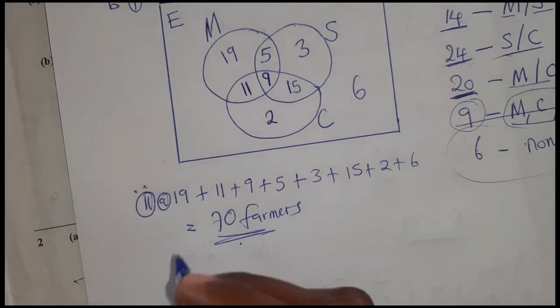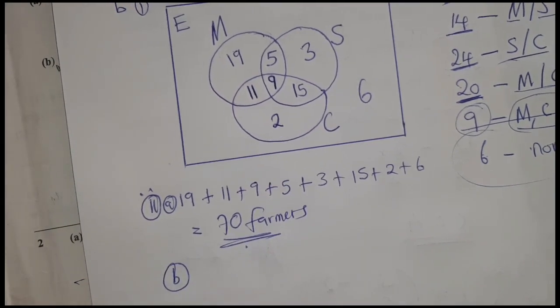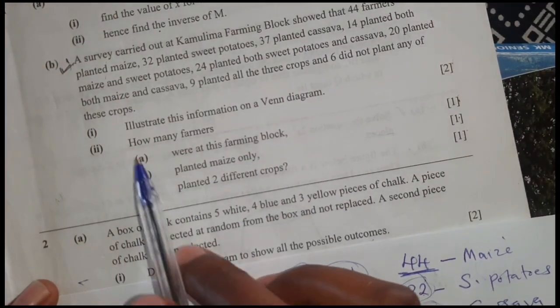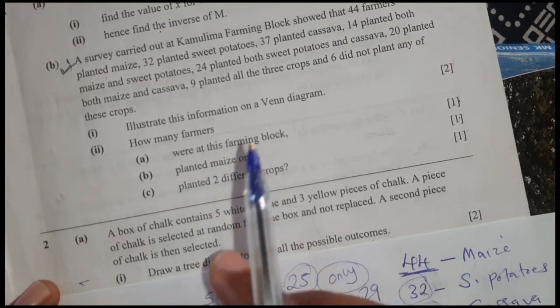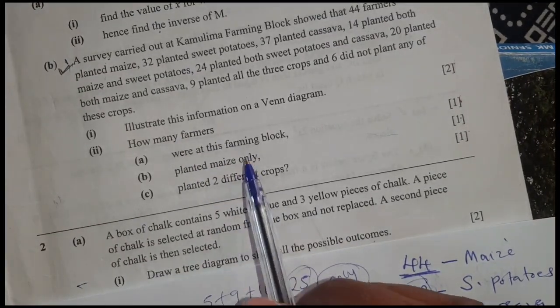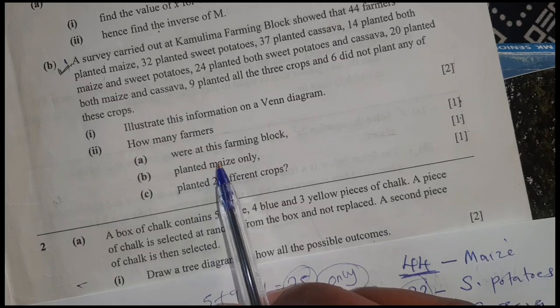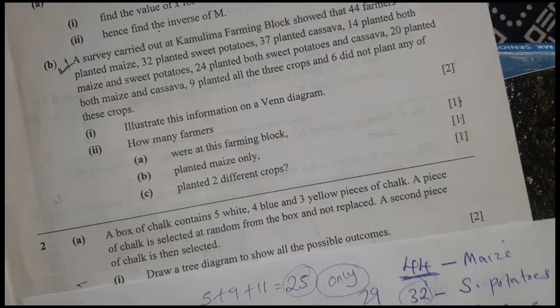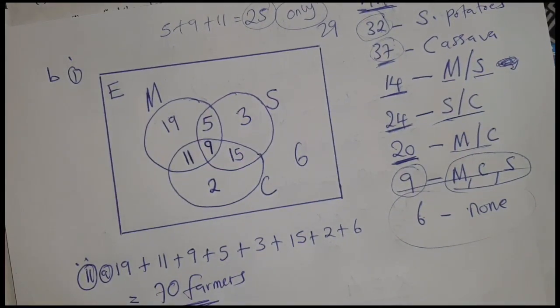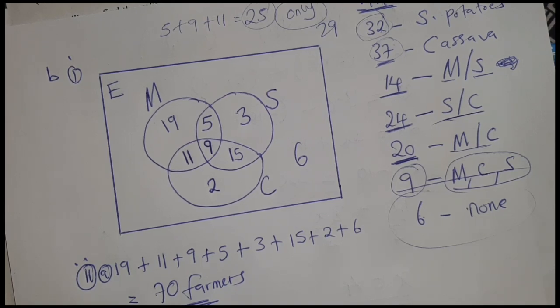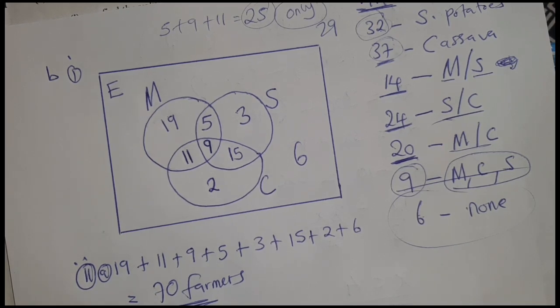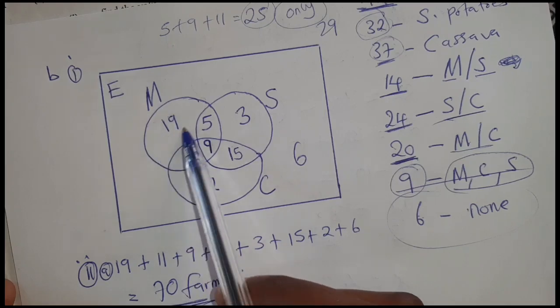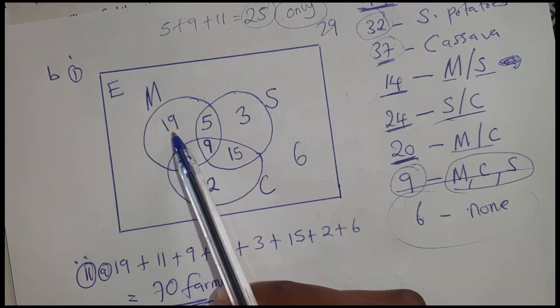So 70 farmers. Okay, next is how many farmers planted maize only? So maize only, it means they didn't plant any other crop. So they should not be found on the intersection. It means they only belong to set M, because of the word only.